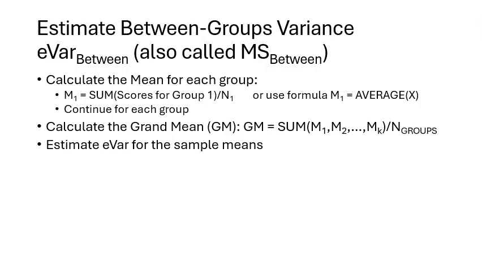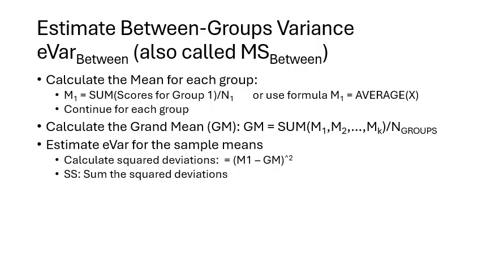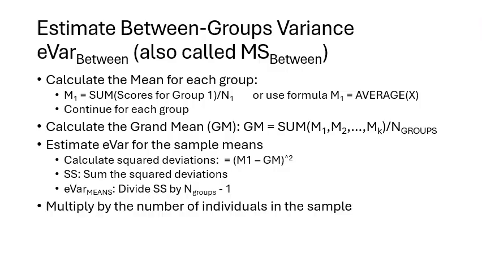Then we do an estimating of EVAR for those means. So we imagine those as our 3 in our sample. If we have 3 groups, then we have 3 means. And we're going to go through the process of calculating the squared deviations, calculating the sum of squares, and then calculating EVAR for those means, dividing SS by the number of groups minus 1, or SS by DF groups. And then we just multiply that figure, the EVAR means, by the number of individuals in the sample. And that brings us to the second, the top, the numerator of our F ratio.